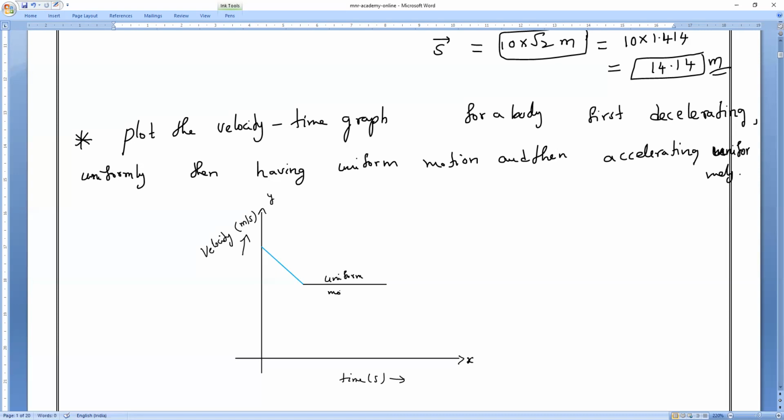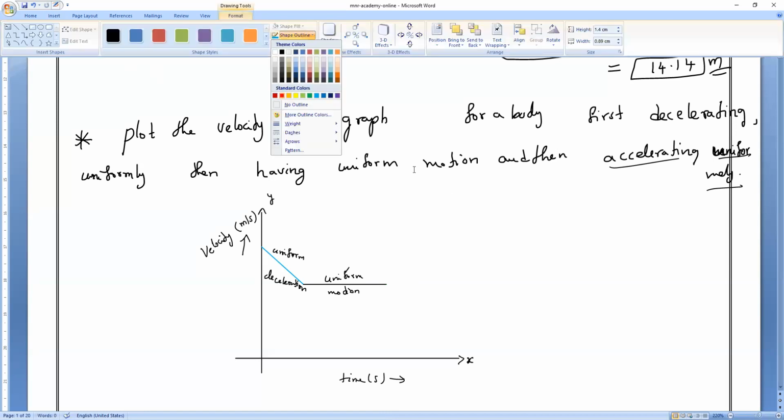Are you clear? All of you. And this is what? Uniform acceleration or deacceleration? Uniform decreasing. So uniform deceleration. This is uniform motion. And after that again what? Accelerating uniformly. So accelerating uniformly means again what will come? Clear? Upside. Yes or no?